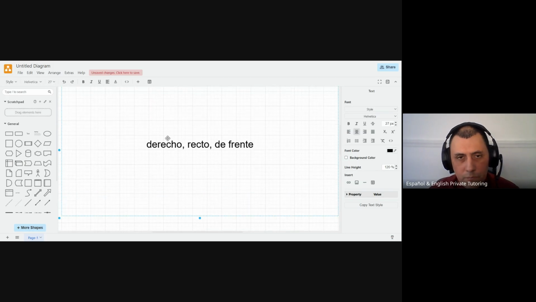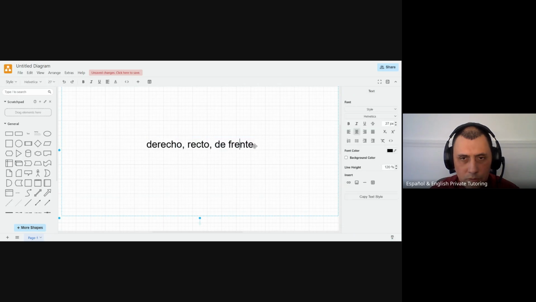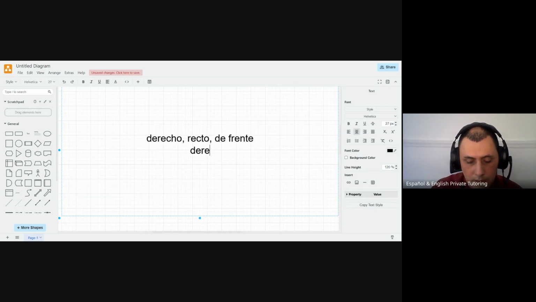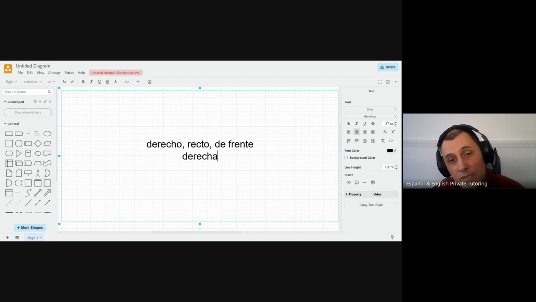But there is a problem here with derecho, because derecho sounds very similar to derecha. These two sound very similar. So if you're in a car giving directions to a driver, and you say derecho, the driver may understand derecha and make a right instead of continuing straight. So if that's the case, it's better to use recto or de frente because they are more clear.